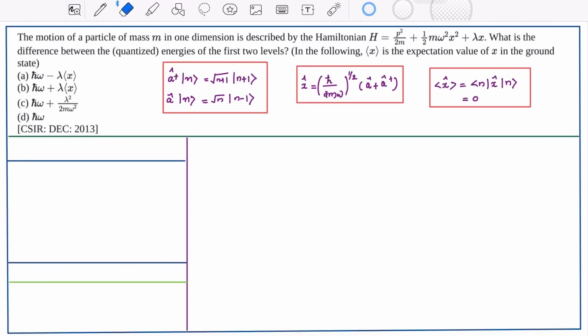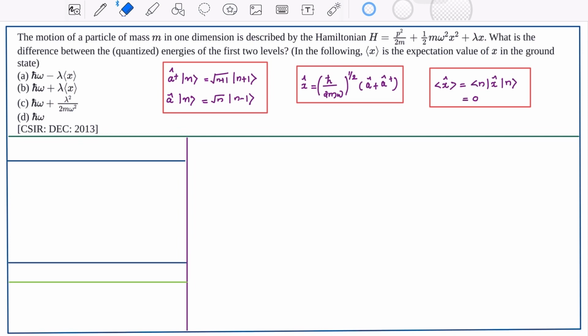Problem 18, Quantum Mechanics. The motion of a particle of mass m in one dimension is described by the Hamiltonian H equals p square by 2m plus half m omega square x square plus lambda x. What is the difference between the quantized energies of the first two levels? We have to find out the difference between the energies of the first two levels.